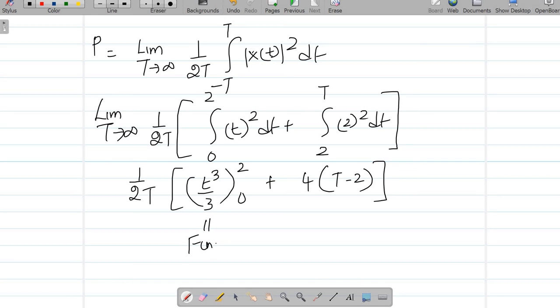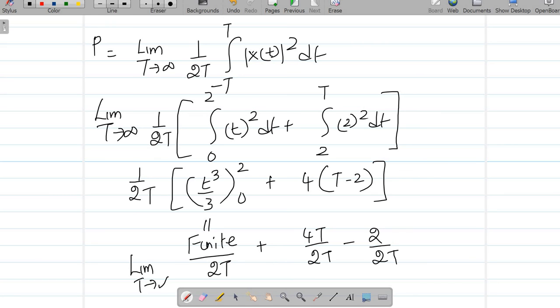This will result in a finite quantity divided by 2t, and here you will have 4t divided by 2t into 2 by 2t. Now when you substitute the limit, this will become 0 and this will also become 0, whereas this will become 2. So the power here is 2 and the energy is infinity, and as per definition, when the power is finite and energy is infinite, such a signal is known as a power signal.